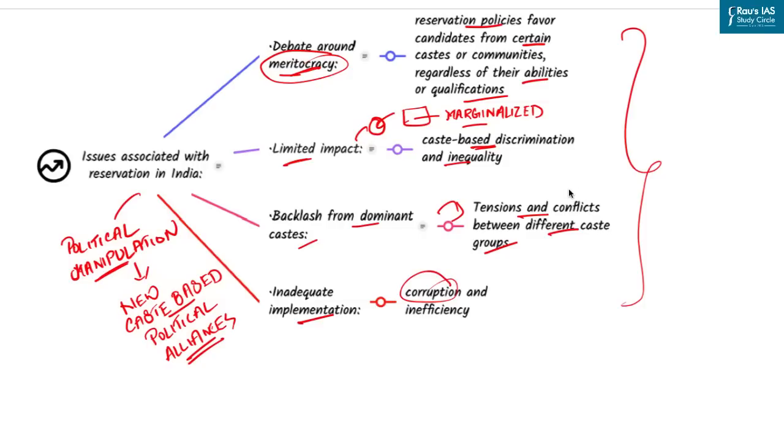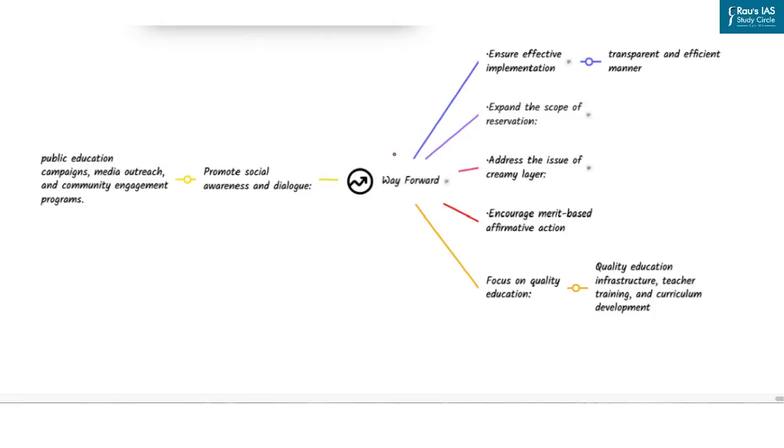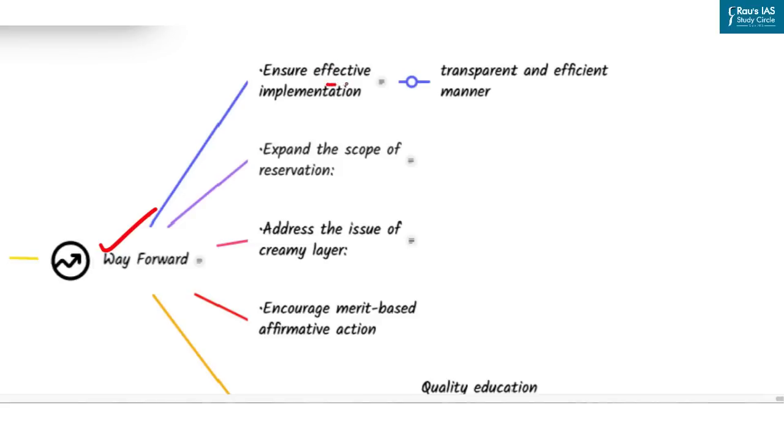Now, improving the reservation system in India requires a multi-pronged approach that addresses its various shortcomings. So here are some ways in which the reservation system in India could be improved. The first is to ensure effective implementation. One of the biggest challenges is the lack of effective implementation. So there is a need to ensure that reservation policies are implemented in a transparent and efficient manner and that benefits reach the intended beneficiaries.